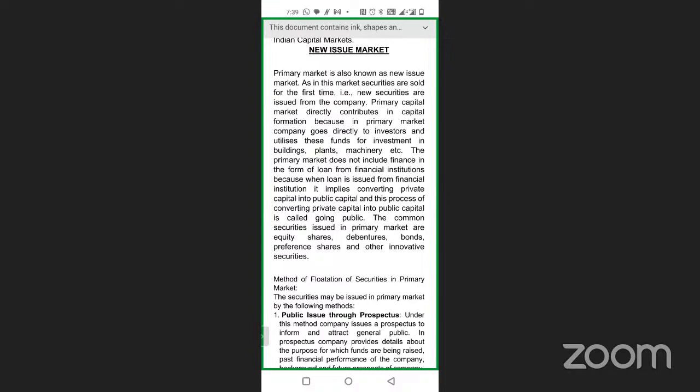The company has to be a company having a turnover of 5 crore rupees, 3 to 5 crore rupees.